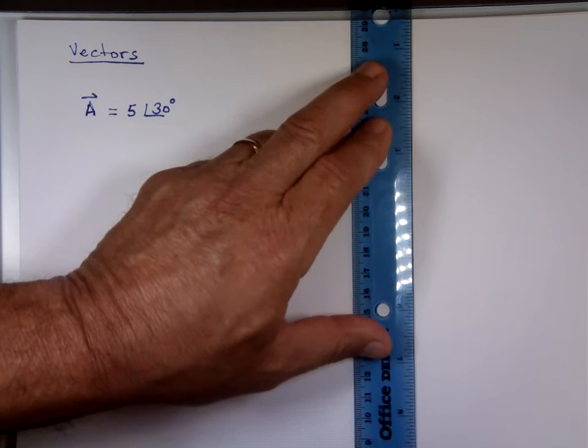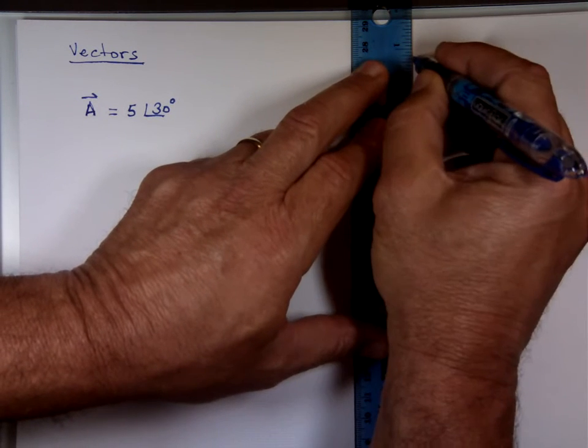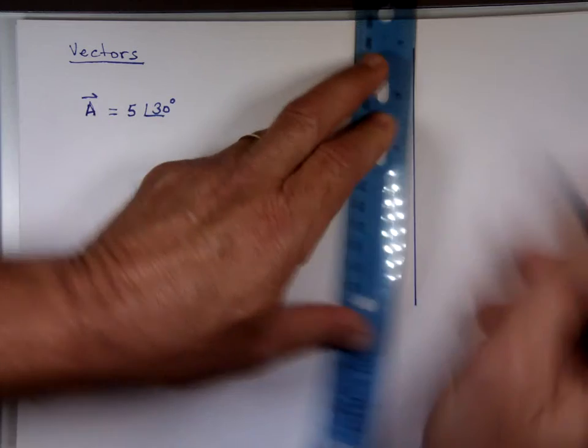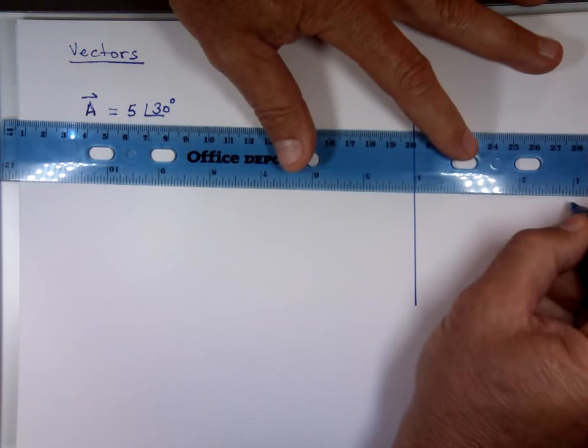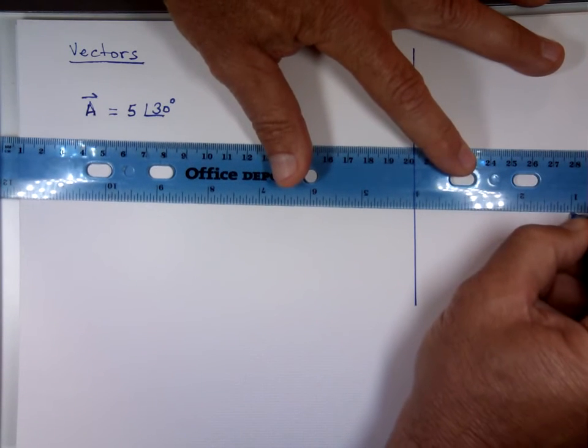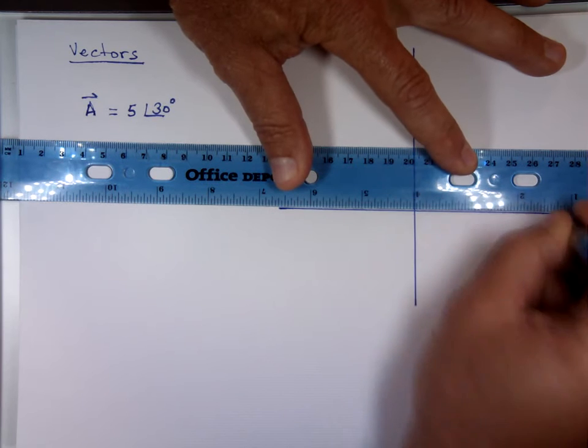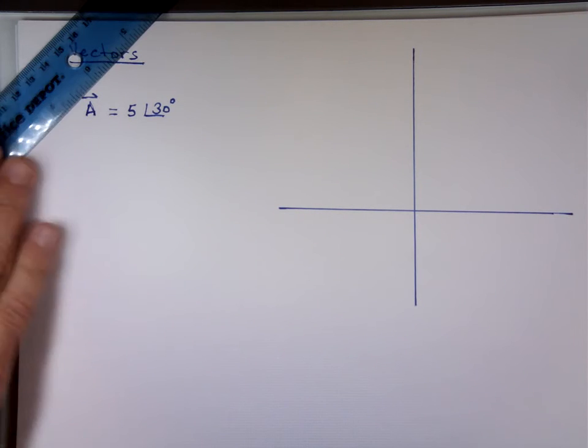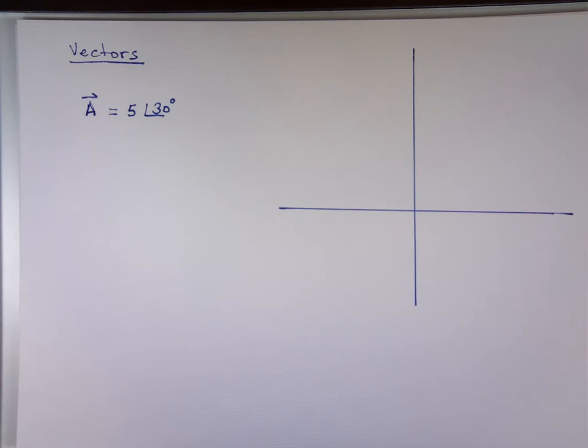So I'm going to pretend, I don't have a graph paper as I said before, but this is my y-axis and this is my x-axis. They cross at 90 degrees, hopefully close enough. So how would I graph that vector? It has 5 units in length at a direction of 30 degrees.